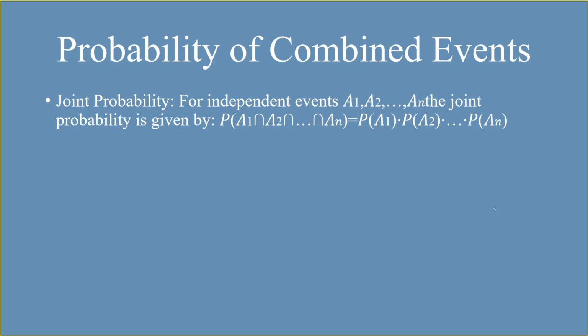And what is the probability of combined events? Joint probability for independent events, like from A1 to A2 to AN. Here n is any numerical value. N can be any value like 500 or 10,000. N can be anything. The joint probability is given by P of A1 to AN.